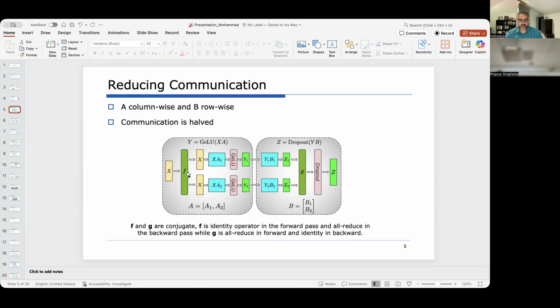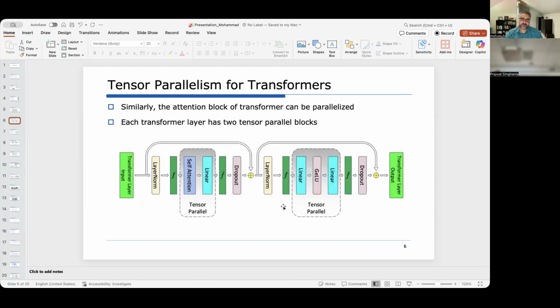F and G become conjugates, either a no-op or an all-reduce, depending on the forward or backward path. So this basically puts the network, where a transformer layer simply has self-attention plus an MLP layer, into two tensor-parallel regions. Everything is serial: you go through your attention with tensor parallelism, and then you go through your MLP with tensor parallelism.